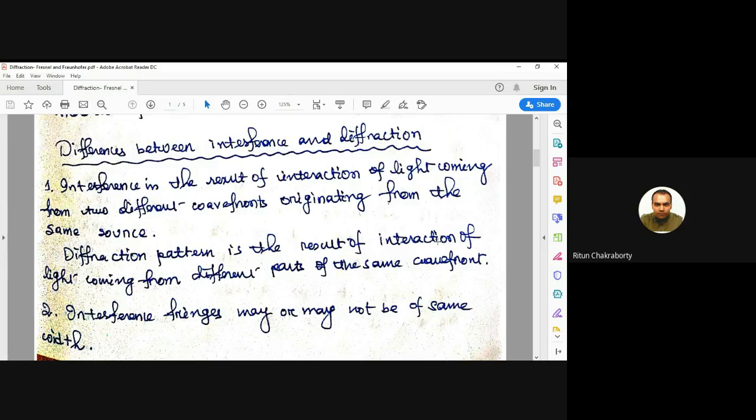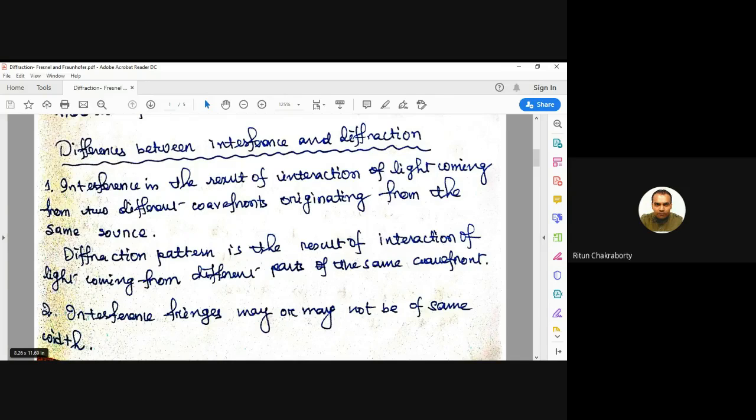So in diffraction, what has happened? These wavelets originate from different parts of the same wavefront, and they form some pattern. And how is it different from interference of light? Because in interference of light, two different wavefronts are involved. Okay. So is it clear? This is the very basic difference between interference and diffraction. Okay. But there are more differences.